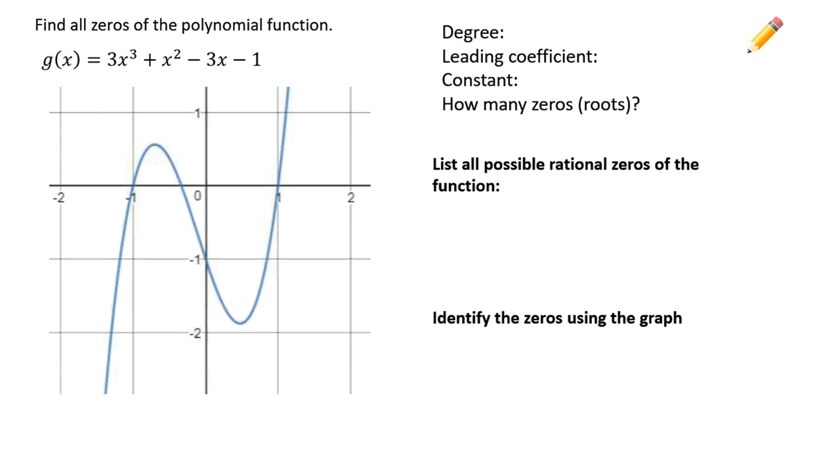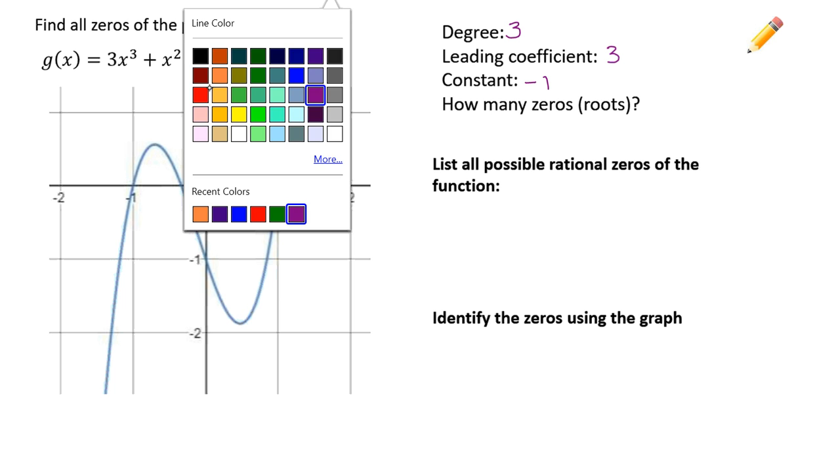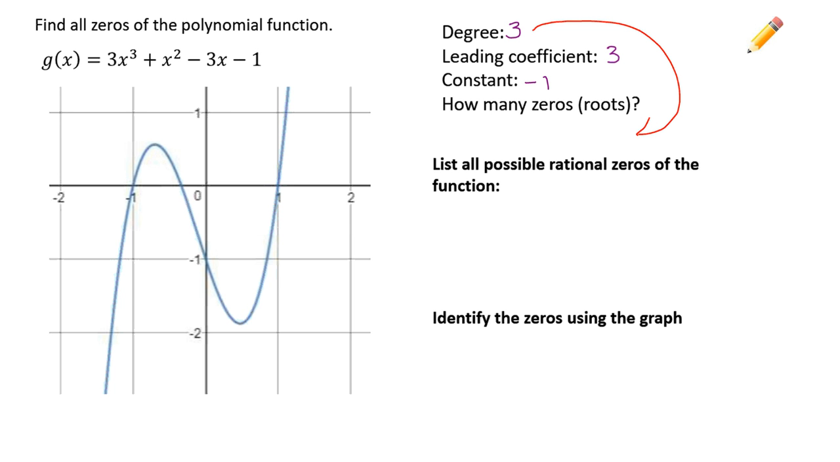Find all zeros of the polynomial function. Let's identify some pieces of it. 3 is the degree. Leading coefficient is also 3. Constant is -1. And then the question is, how many zeros? Well, if the degree is 3, that means there should be 3 zeros. Now, I can look on the graph and tell you right away that -1 and 1 are zeros. So I can tell you 2 of them right now, but that third one right here, I'm not sure.